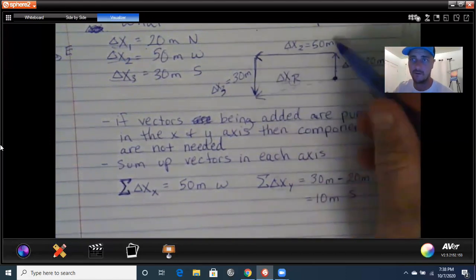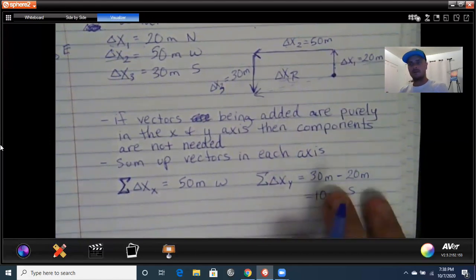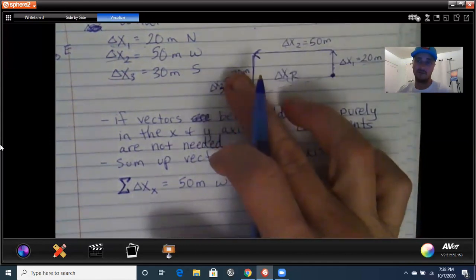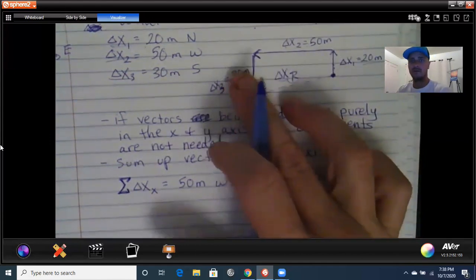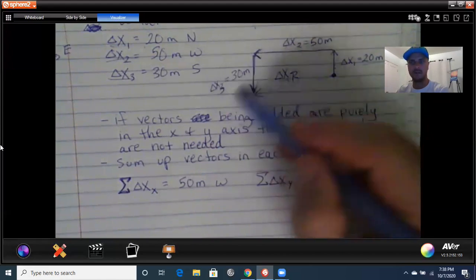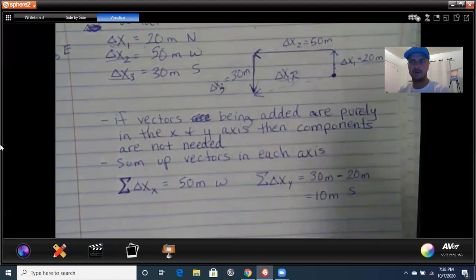Isn't south winning? South is bigger than north. There you go. And you can see the issue. If I had done 20 minus 30, which you can do, but then what you're ending up with here is a negative answer. You'd have 20 minus 30, which would be a negative 10. And there's no need for that. What would the negative mean? It would just mean that it was going south. But instead, let's just always lead with the bigger vector and call that the positive direction. So 10 meters south, enough said.